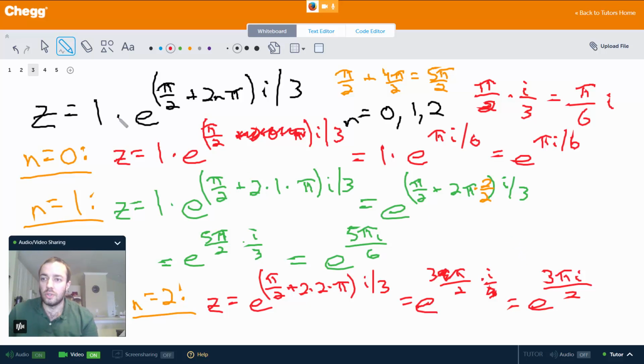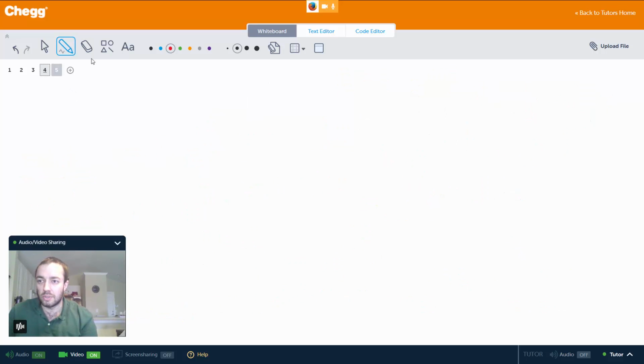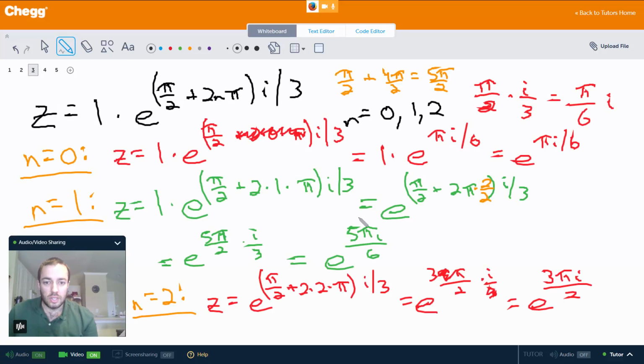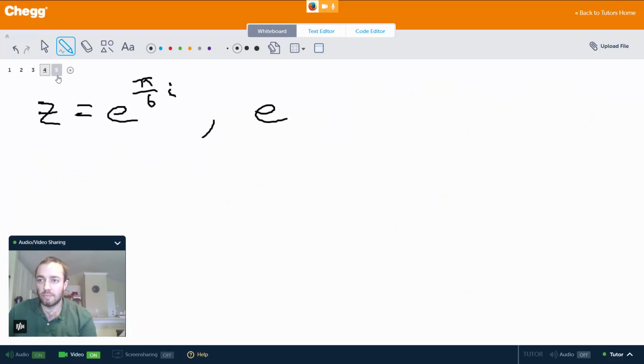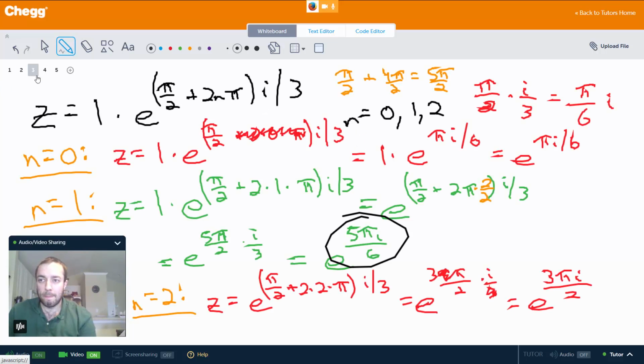Okay, so let's go ahead and go to page 4 and write all 3 of these out so we can recap. So we ended up with the 3 solutions: z equals e to the pi over 6 times i. We also had z equals e to the 5 pi i over 6, so let's say e to the 5 pi over 6 times i. And then we also had e to the 3 pi i over 2.